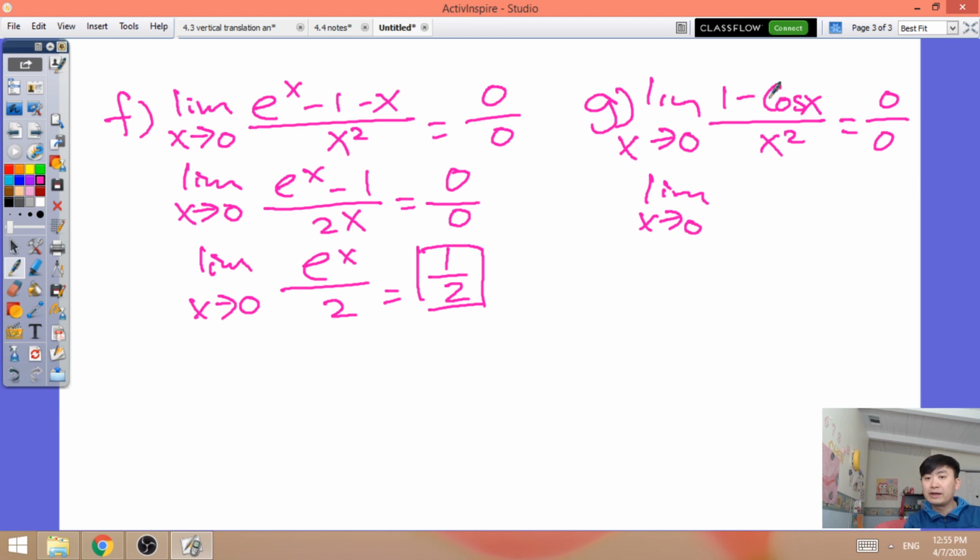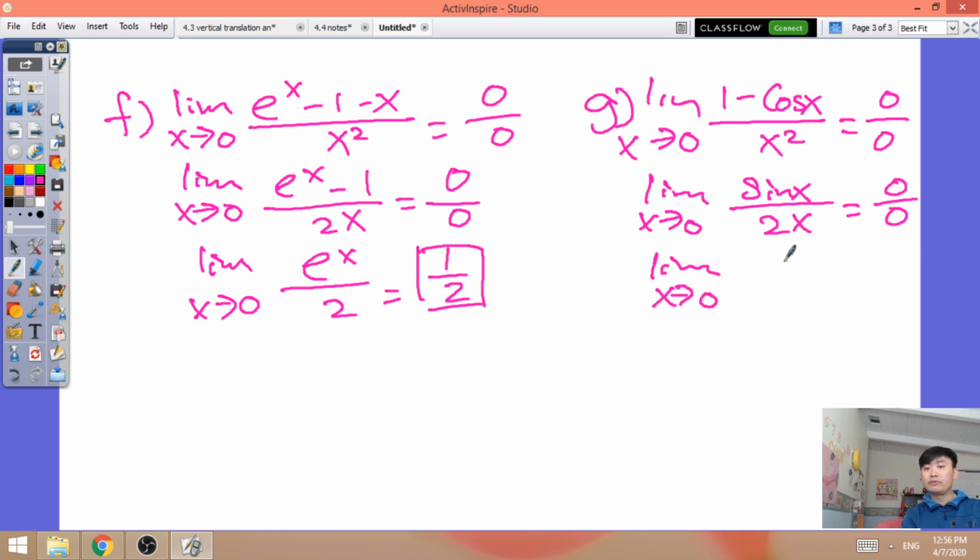So derivative of negative cosine of x, which is negative sine x, but don't forget about the negative, so it's positive. So derivative of x squared, so 2x. So plug in 0, we do have 0 over 0 again, indeterminate form, so one more time, derivative. So derivative of sine of x, so we do have cosine of x. Derivative of 2x, which is 2. So cosine of 0, which is 1 over 2. So then that'd be the limit. Okay, so this one's for G.